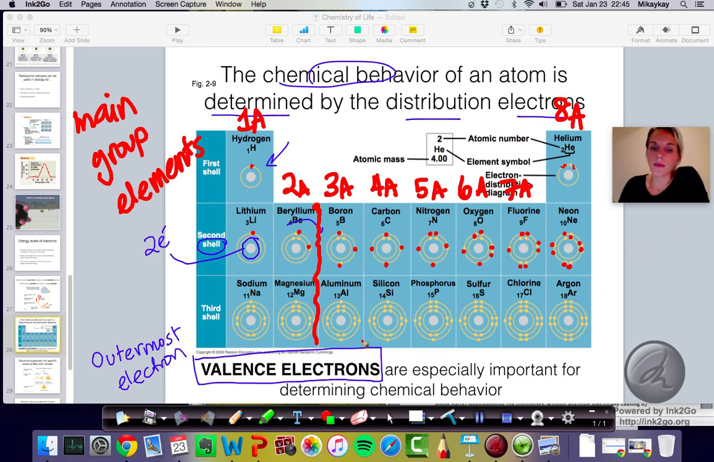So the valence electrons are really important because, as you might imagine, when something reacts, it's the electrons interacting. The electrons that are on the most outside are going to be the ones that matter the most, right? So the valence electrons are the ones that are especially important for determining chemical behavior of a particular atom. So it's really important that you are comfortable thinking about the number of valence electrons and what they're doing. I think that's all I want to say here.